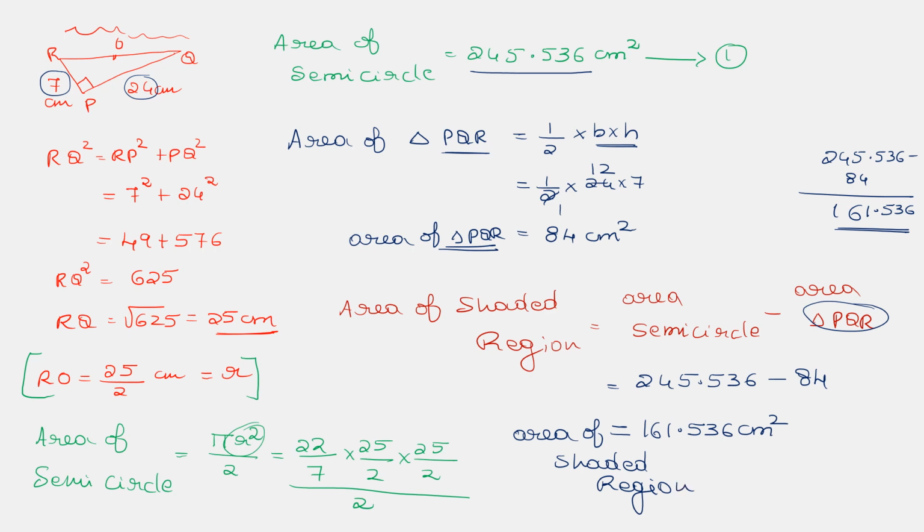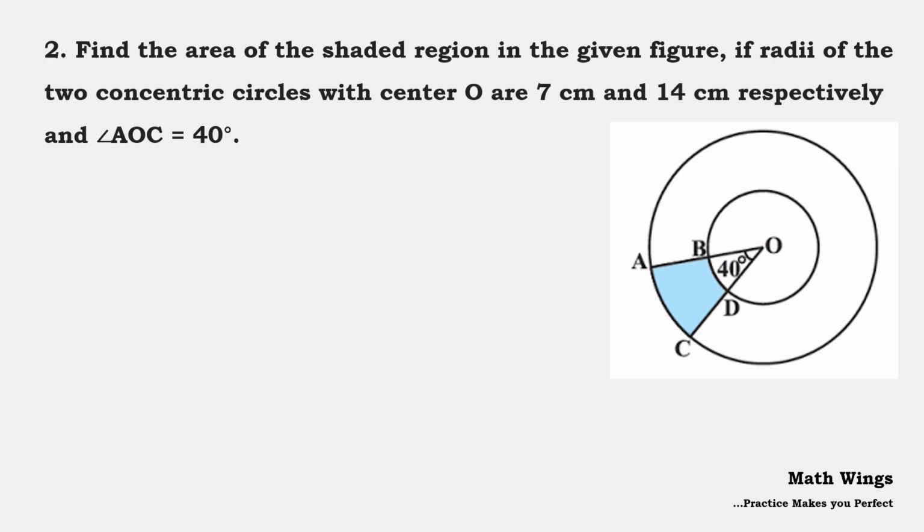So observe that units are very important in this kind of problems. Fine. We'll move on to the next. Here is the second question. Find the area of shaded region in the given figure if radii of the two concentric circles with center O are 7 cm and 14 cm respectively, and angle AOC is 40 degree.